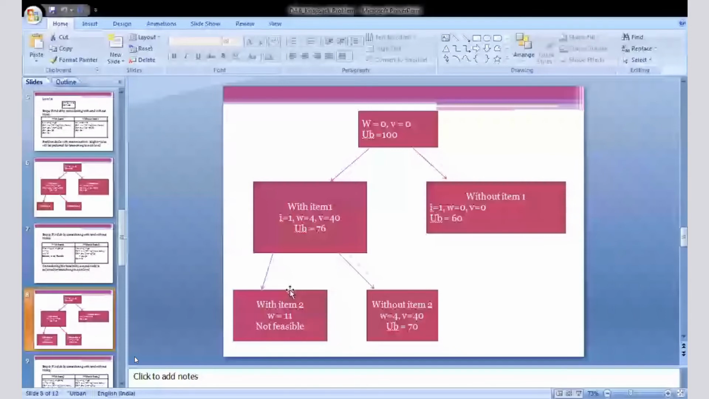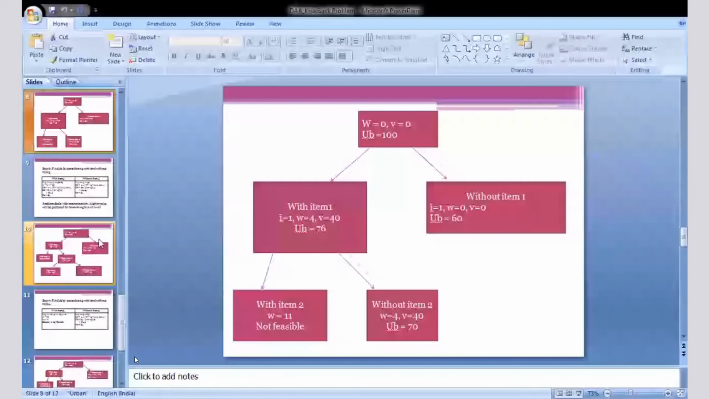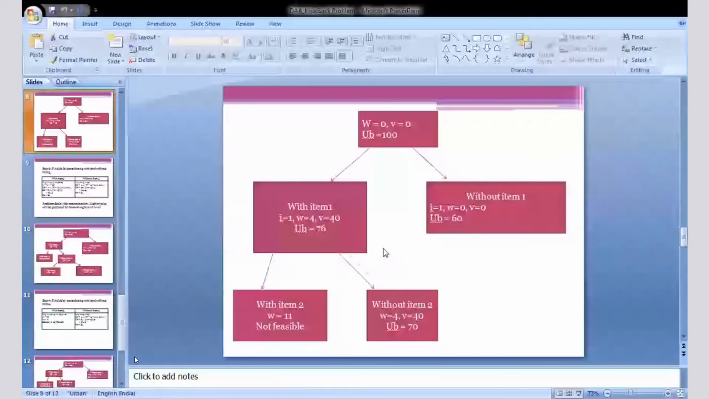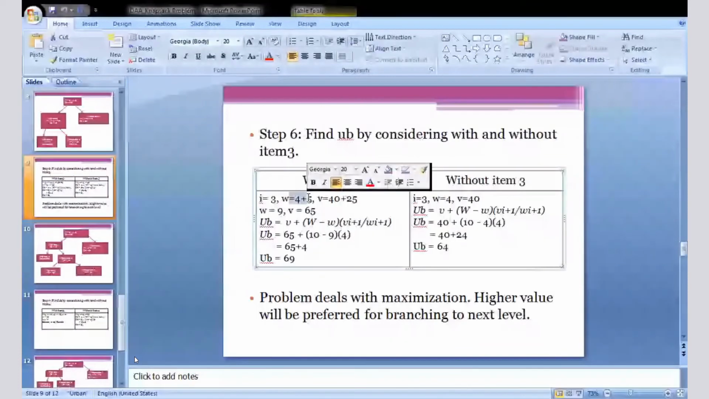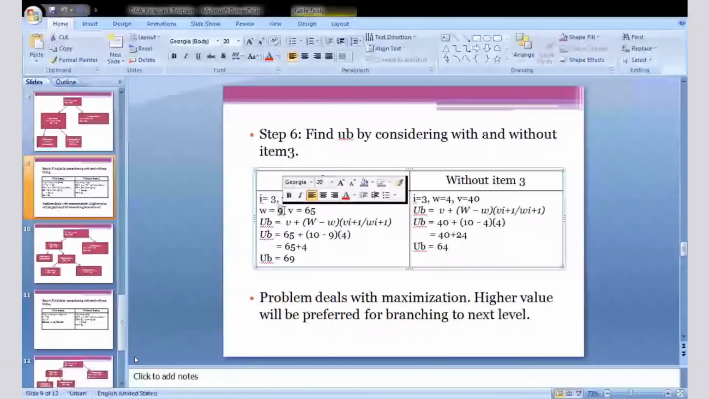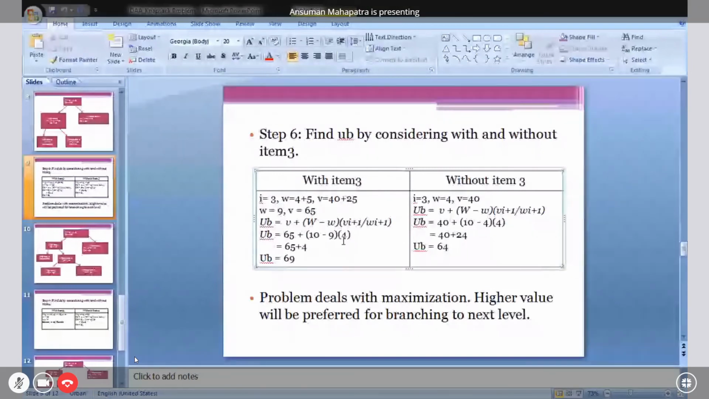So with item 3, see this case. Till now we have placed only item 1 in your bag and we are not placing item 2. So our bag contains only this weight and this value. So item 2 will not be considered in case of item 3. So that's what we did. Item 3's weight is 5 kilograms and value is $25. That's what added here, where its weight now becomes 9 kilograms. That means it is lesser than our actual capacity. Actual capacity is 10 kg. So if you substitute, you got the upper bound value as 69.